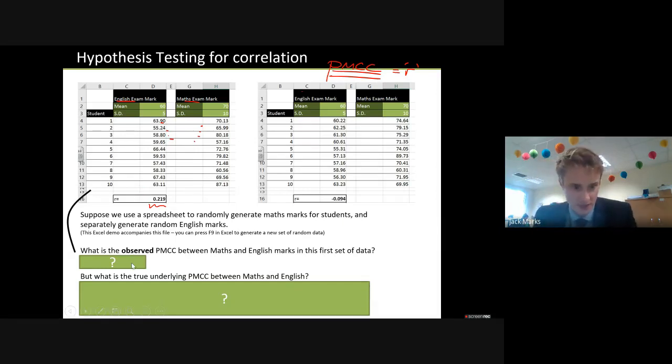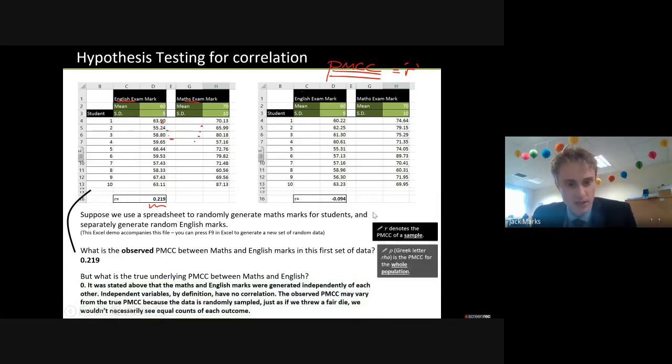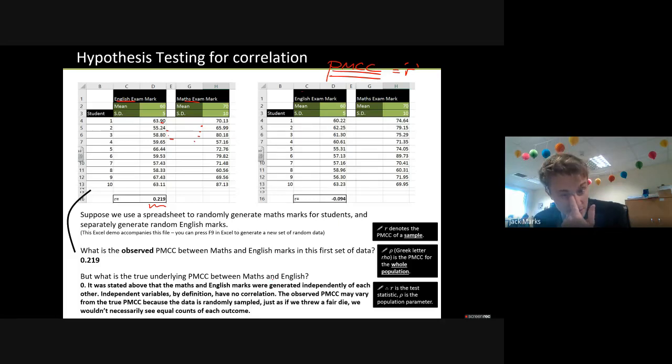So what did we observe on the first set? 0.219. But what is the true underlying PMCC between maths and English? So what do we mean? Well, they were generated independently from each other. So we have to assume to start with that they have no connection. So it's up to us to prove that there is a connection. And that's what we're going to do. We're going to do some hypothesis testing for correlation.